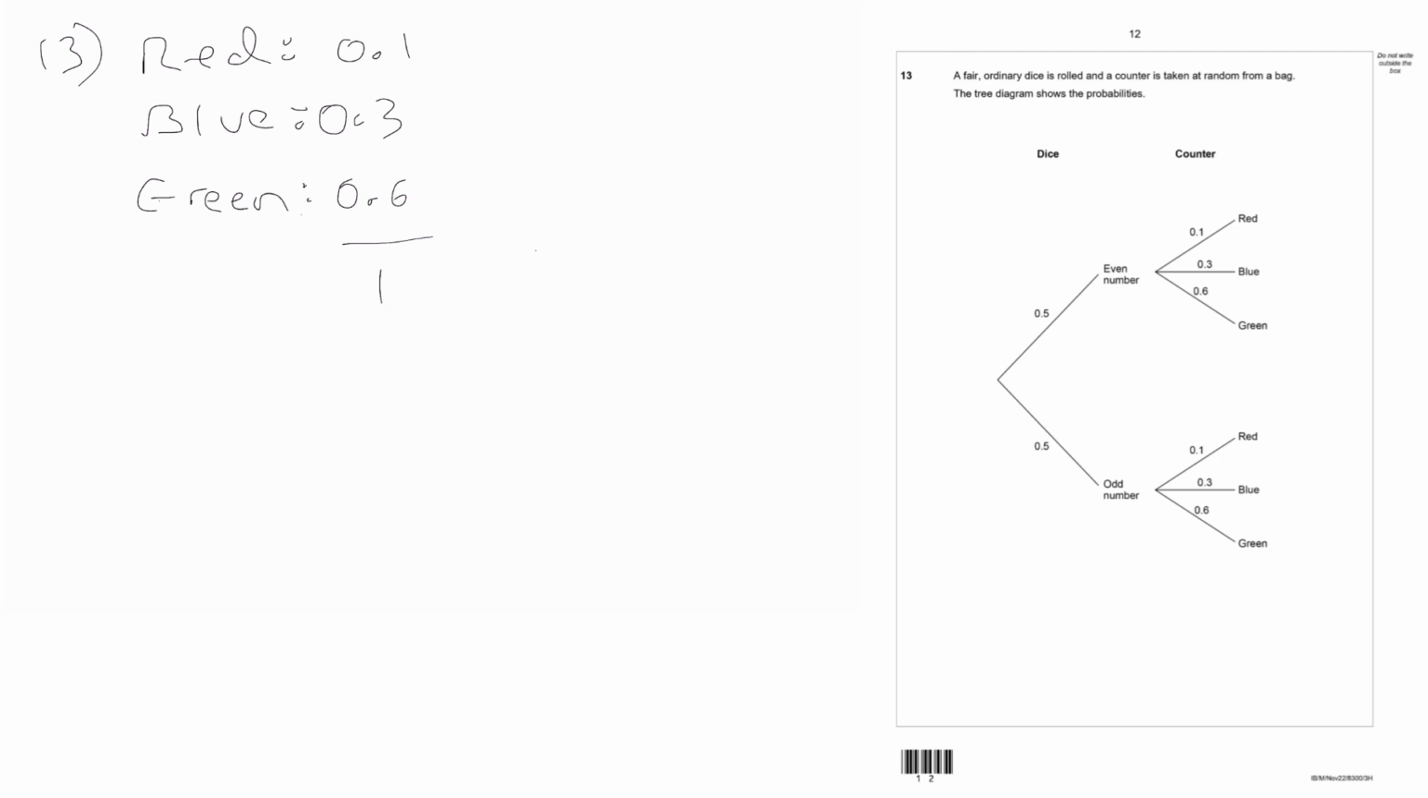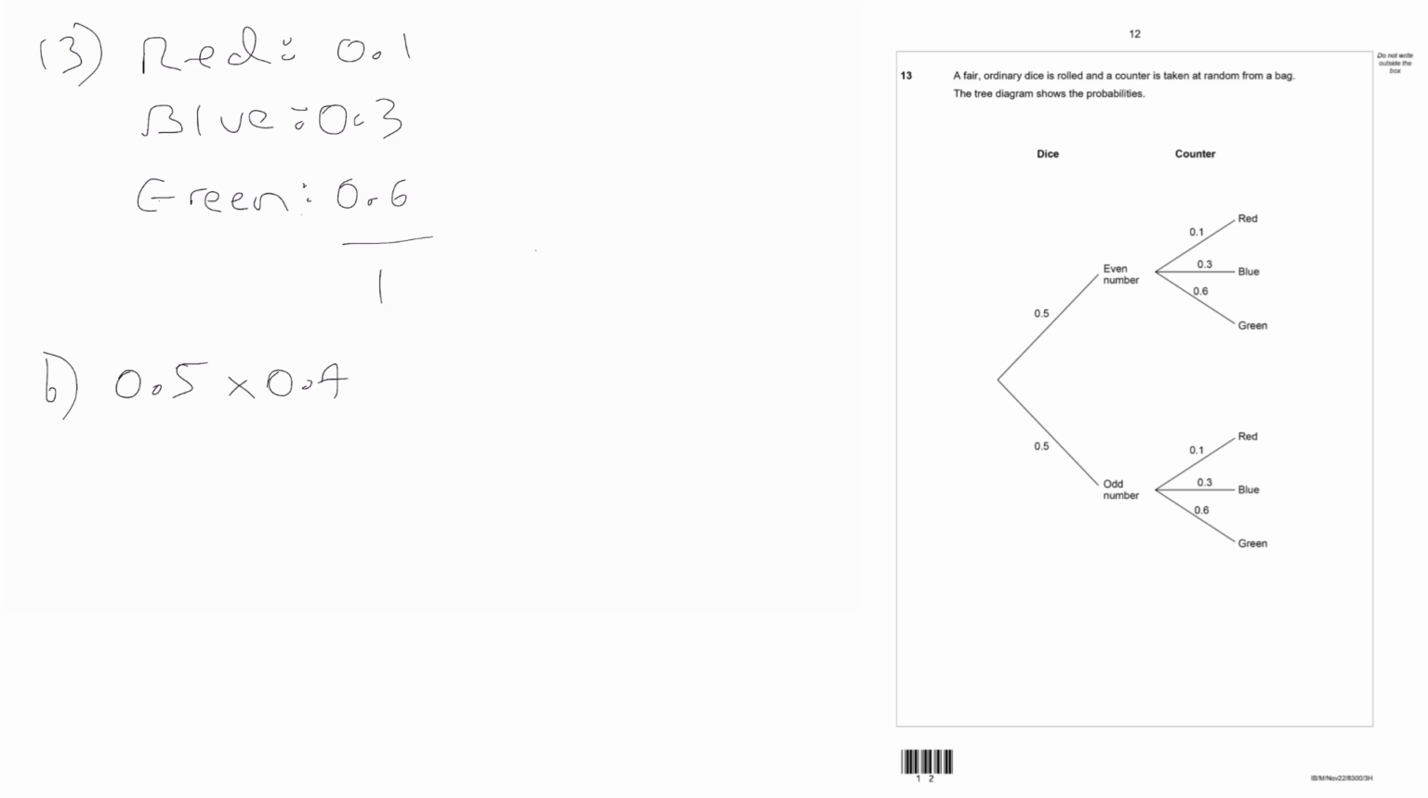So moving on to part B, and we're told to circle the probability that the counter is red or blue. So in this case, what we need to do is we first roll the dice. So we have 0.5 if it's an even number, and then we have 0.5 times 0.4, because this is the probability of red or blue.